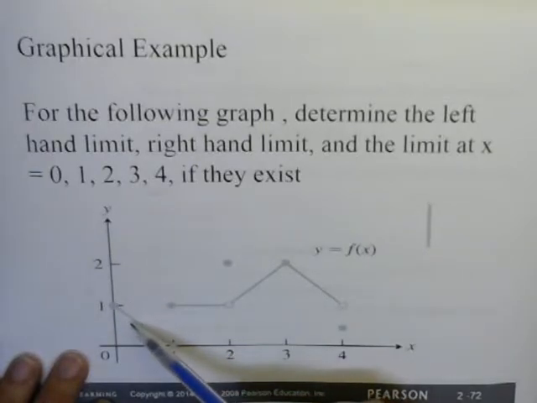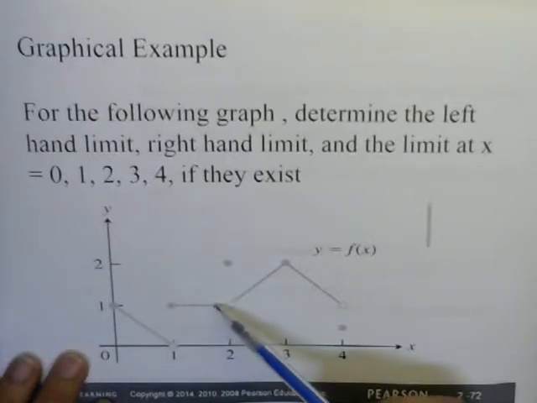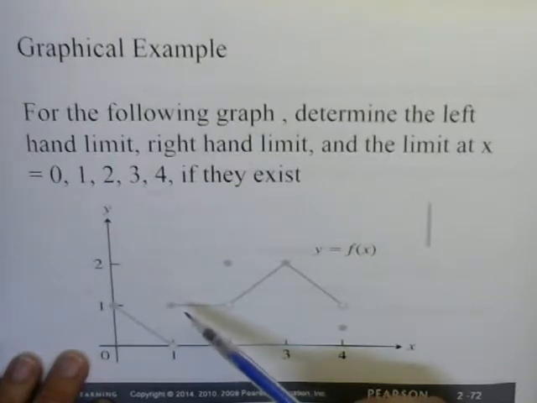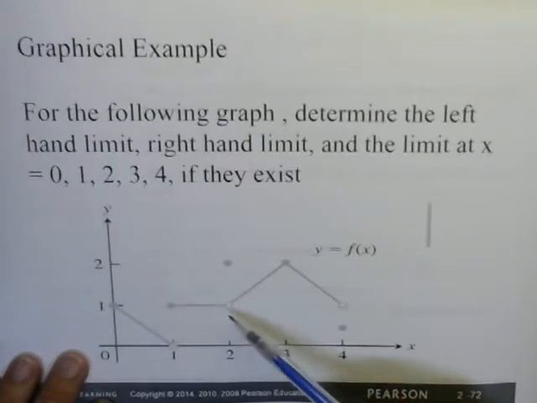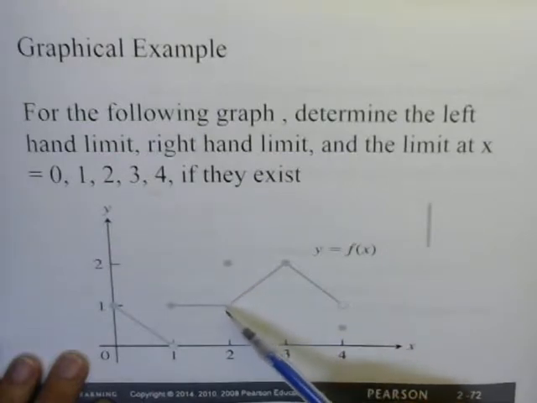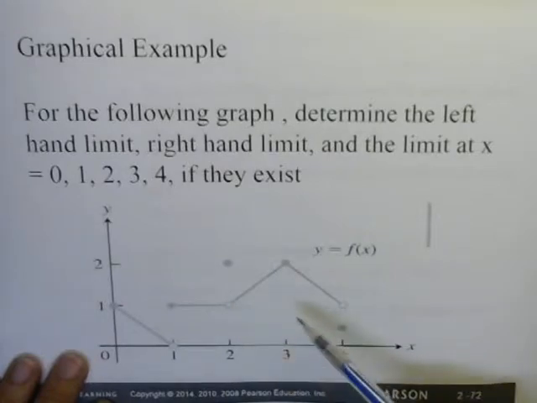When x is equal to 1, the left-hand limit is 0. The right-hand limit approaches height 1, but they're not the same, so the limit doesn't exist there. For 2, the left-hand limit is 1, the right-hand limit is 1, so the limit would exist there and would be 1, again, even though the function is defined differently there. The limit as x approaches 2 from the left and the right is height 1.